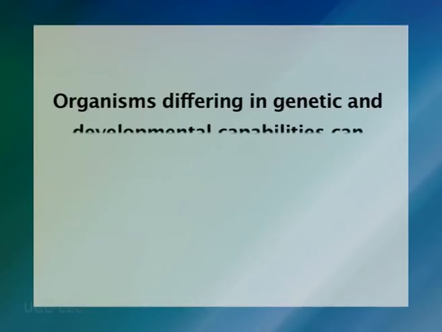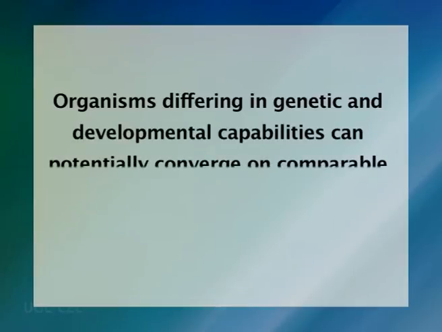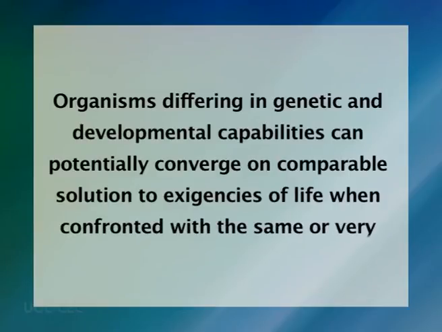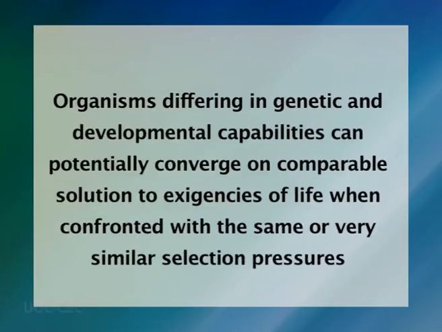Dear students, phenotypic correspondence among unrelated species provides useful clues and strong circumstantial evidence in favor of adaptive evolution, because it reflects that organisms differing in genetic and developmental capabilities can potentially converge on a comparable solution to the exigencies of life when confronted with the same or very similar selection pressures. And arborescence, or tree growth form, is the best example for this kind of understanding or statement.